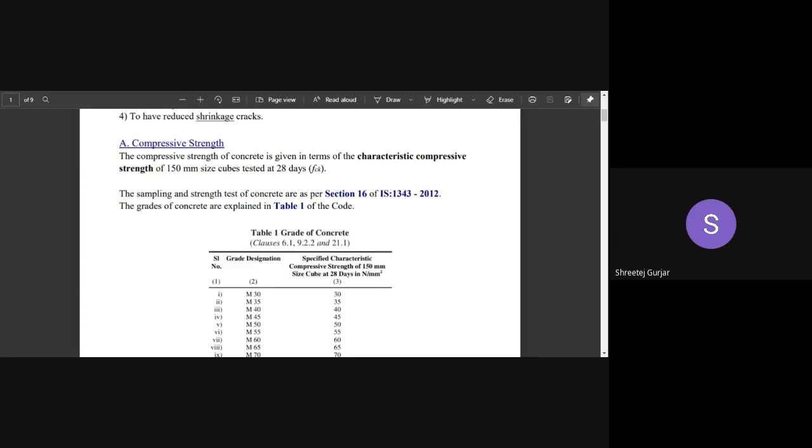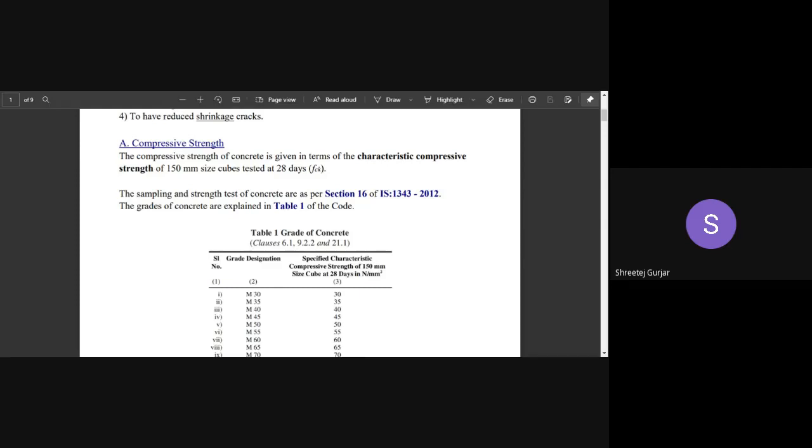So how do you determine the characteristic compressive strength of your concrete? By casting 150 cubes, right? You cast 150 cubes and you test them after 28 days. After 28 days, you test them for compression, right? You put them in a compression machine, you test them, and you tell us the characteristic compressive strength. That is nothing but your FCK, your strength which is acquired by your concrete after 28 days is your characteristic compressive strength. So that is denoted as FCK.